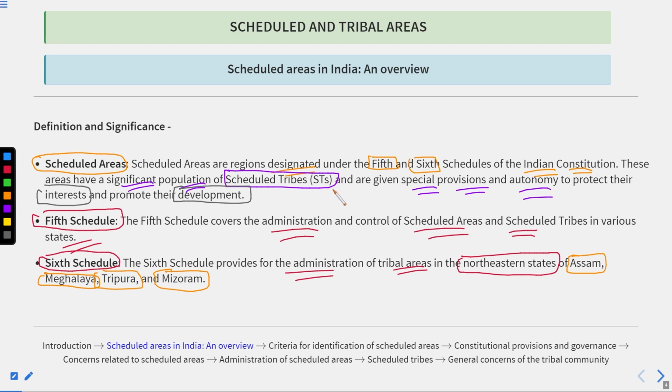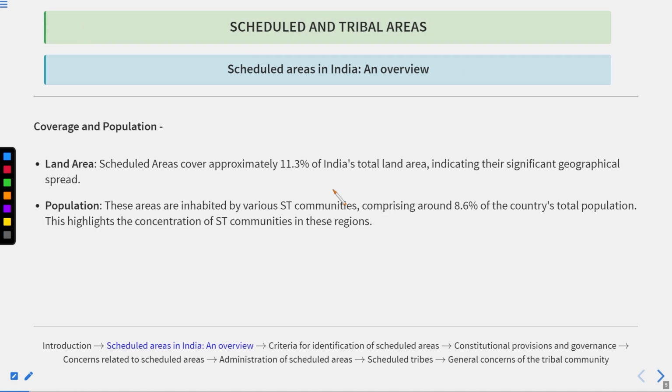So the correct answer is Arunachal Pradesh, Assam, Meghalaya, Mizoram, Manipur, Tripura, and Nagaland. These are the states that lie in the northeast and form the Seven Sisters. And the Siliguri corridor, also known as the Chicken's Neck, lies in the state of West Bengal. All right, so remember this thing.